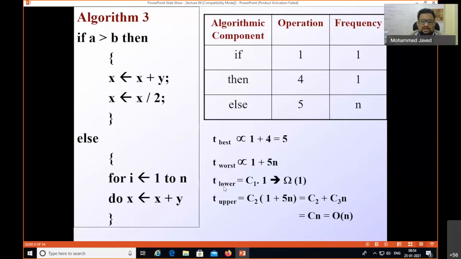Here, 5n. So T lower bound is proportional to omega of 1, T upper bound is proportional to c2 into 1 plus 5n, which is equal to c2 plus c3 n, and this is equal to big O of n, right? So this is the time complexity.